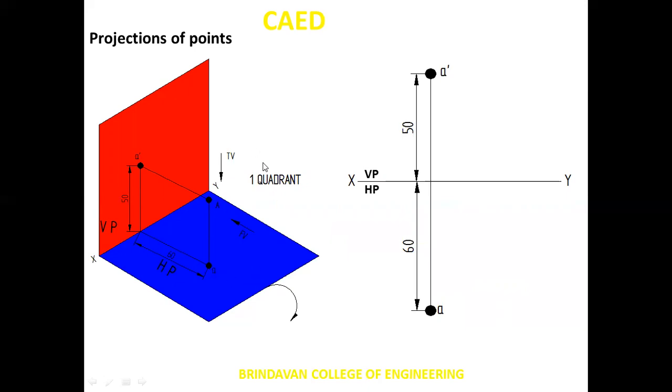In this convention, in order to draw the 2D views, we fix the vertical plane and rotate the HP plane by 90 degrees in the clockwise direction. By rotating it, we get an XY line. You can see the XY line already there between the VP plane and the HP plane. As we rotate it, the VP plane will be above the XY line and HP will be below the XY line.